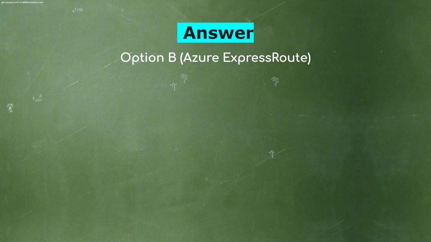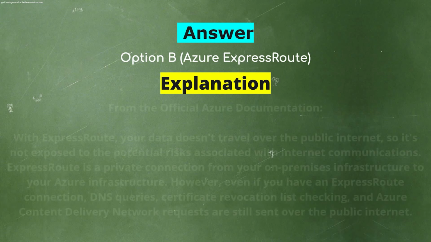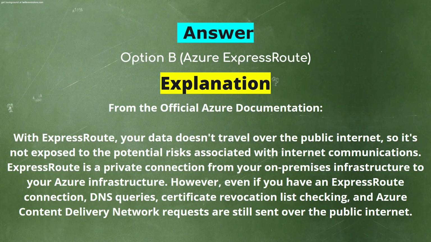Azure ExpressRoute. Explanation. With ExpressRoute, your data doesn't travel over the public internet, so it's not exposed to the potential risk associated with internet communications. ExpressRoute is a private connection from your on-premises infrastructure to your Azure infrastructure. However, even if you have an ExpressRoute connection, DNS queries, certificate revocation list checking, and Azure Content Delivery Network requests are still sent over the public internet.